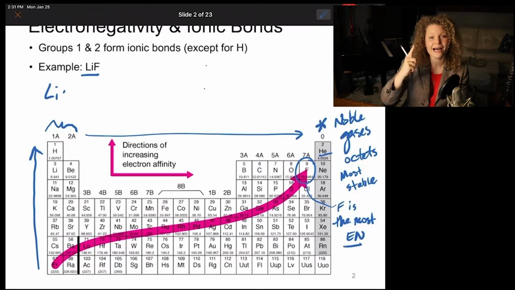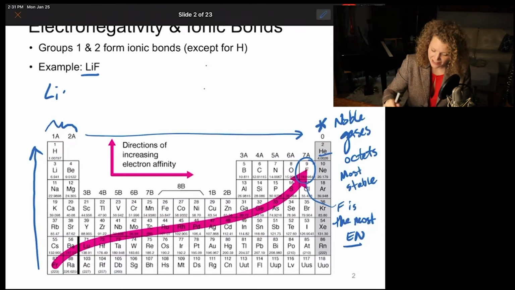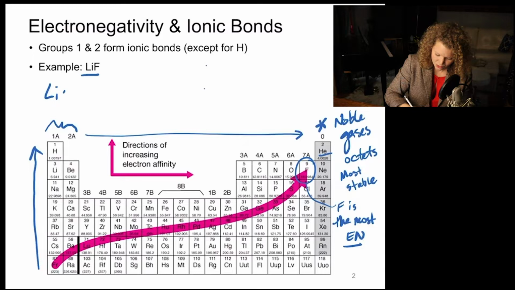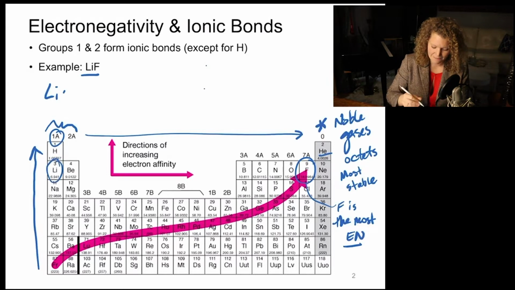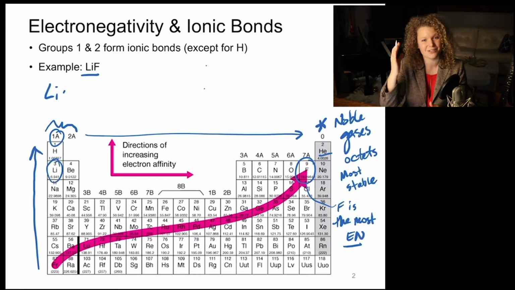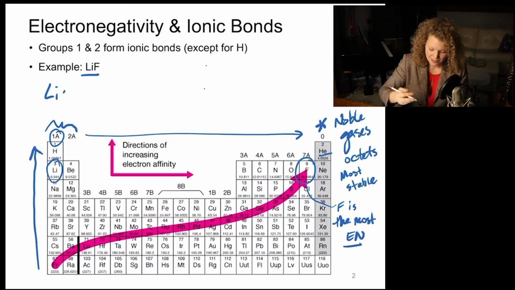So let's take, for example, lithium fluoride. Lithium has one electron in its valence shell. And the easiest way to tell this is to look at the group number. Here's lithium, and it's in group 1. That's telling us there's one valence electron.